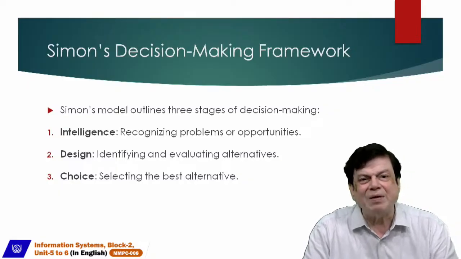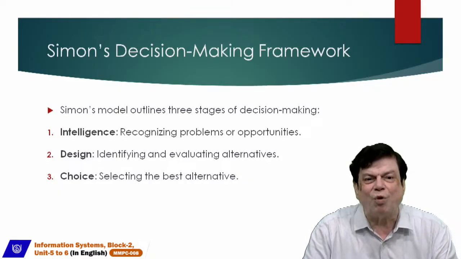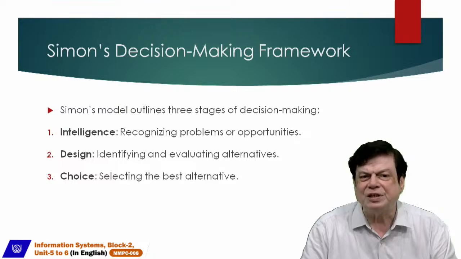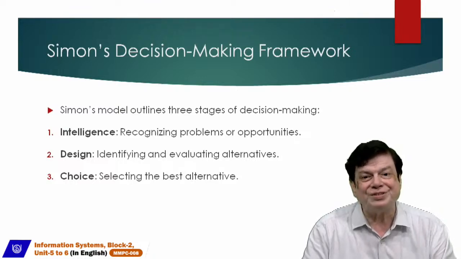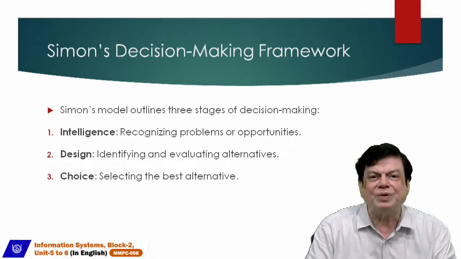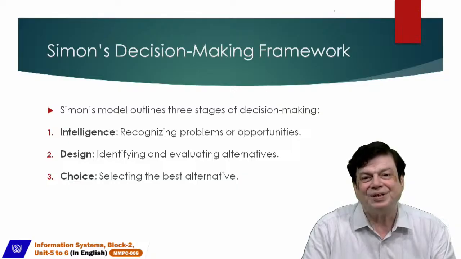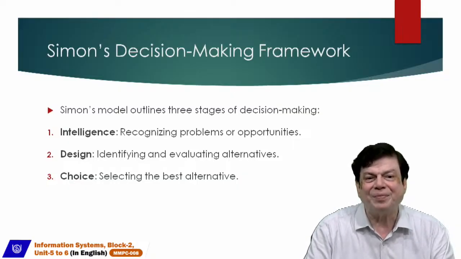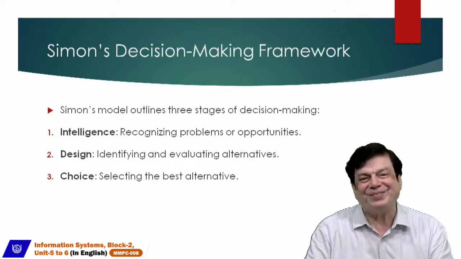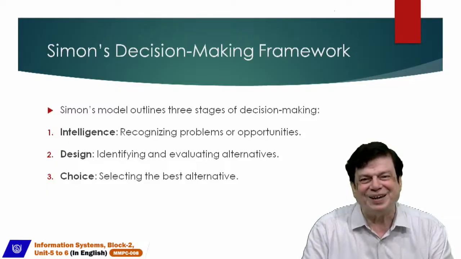Next is Simon's decision making framework. Simon's model outlines 3 strategies of decision making. First is intelligence, then design, then choice. Under intelligence, recognizing problems or opportunities. Under design, identifying and evaluating alternatives, and under choice, selecting the best alternative, which is the best alternative. They will choose that.